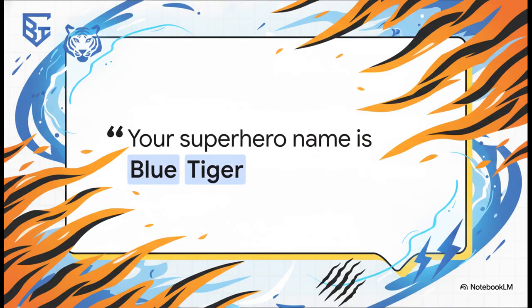And there you have it. If you type in blue and then tiger, the program takes those two pieces of text, we call them strings in programming, and just sticks them together. It creates your awesome new identity, Blue Tiger. It's a really simple but powerful way to work with words.